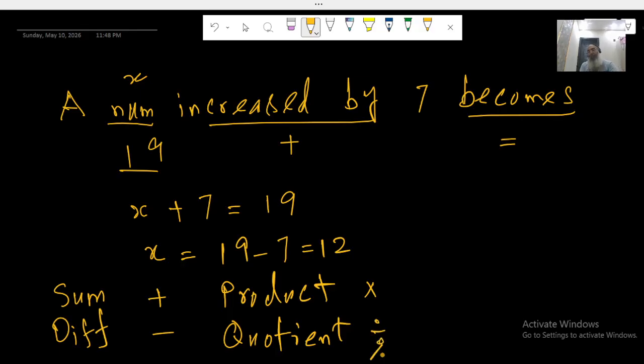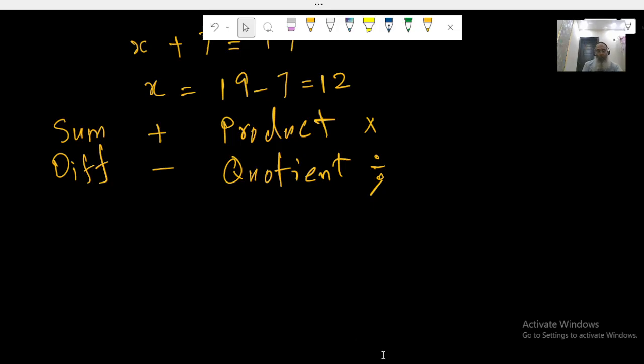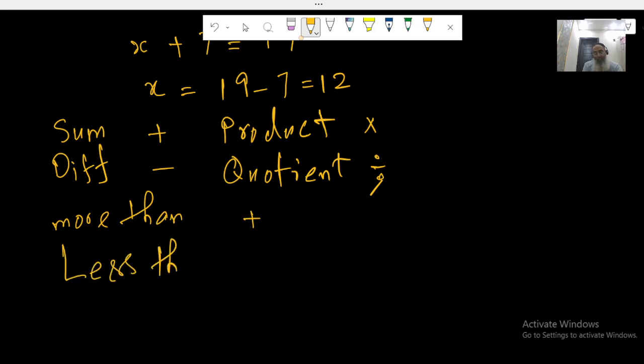Okay, and more than means addition, and less than means subtraction, and becomes or is means equal to.